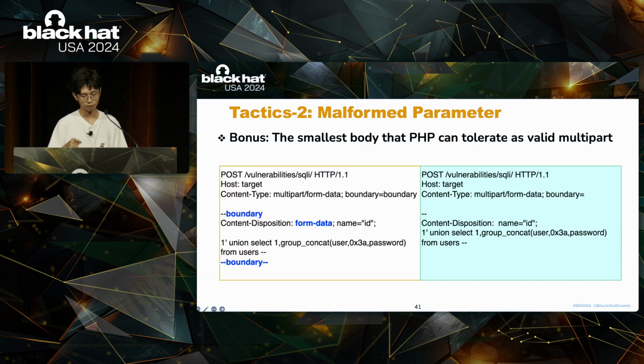So with the help of the fuzzing model, we also found the smallest body that PHP can tolerate as a valid multipart request. You can see that the left one is the normal multipart data request, and the right one is the minimized one. The PHP-based web application can still parse the correct ID parameters, even though the body parameters and the closing boundary token are missing. And there is no line termination between the headers and the body. So the attackers can leverage this tactic to transmit any attack vectors and evade the detection of WAF.